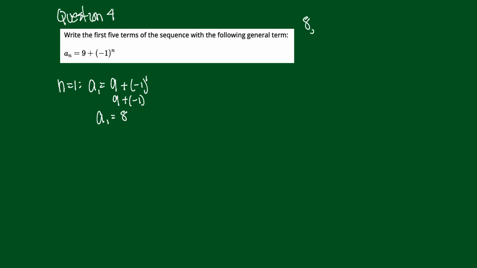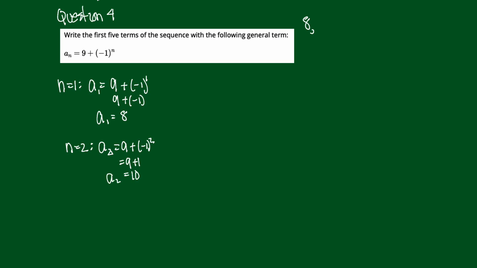First term is 8. Now go to the second term. When n is equal to 2, a sub 2. Now all I'm doing is going up to n is equal to 2. So I come up to my general term, and I replace all the n's with a 2. So I'll put a 2 here and a 2 here. So a sub 2, the second term, is 9 plus negative 1 squared. That's going to be 9 plus, now negative 1 squared is 1, so I get a 10. So a sub 2, the second term, is a 10.